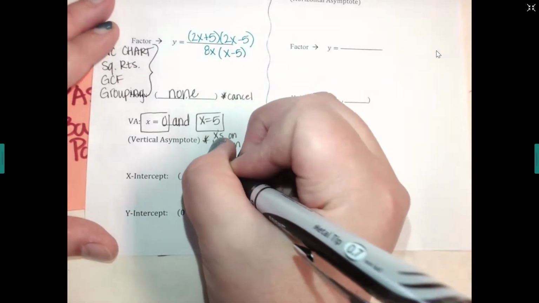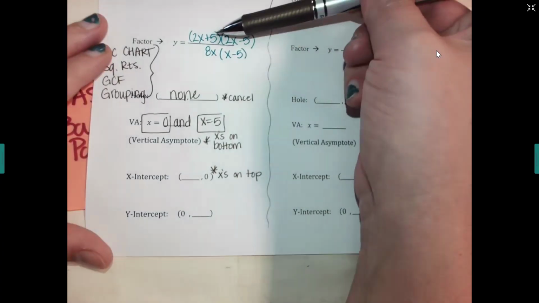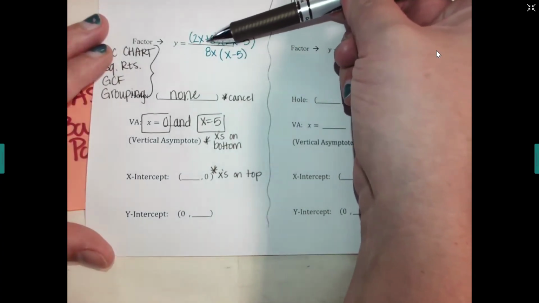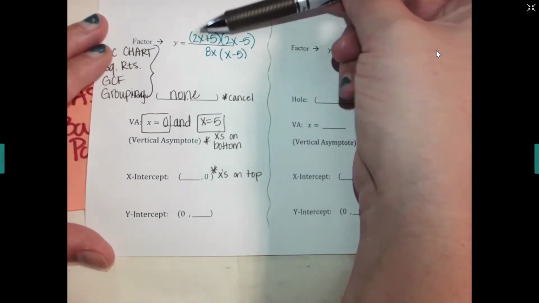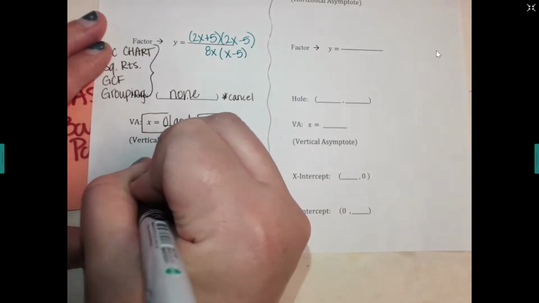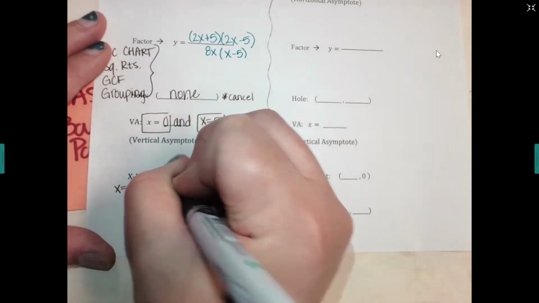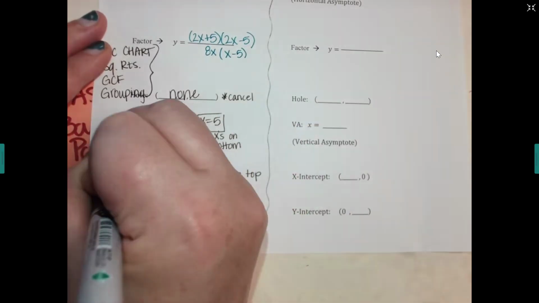And x's on top, I see that I have 2. They're both going to come out to be fractions because they have x numbers on them. So remember, I'm going to change the +5 to a -5 and then slide the 2 down. So it'll be x equals -5/2 and x equals +5/2.